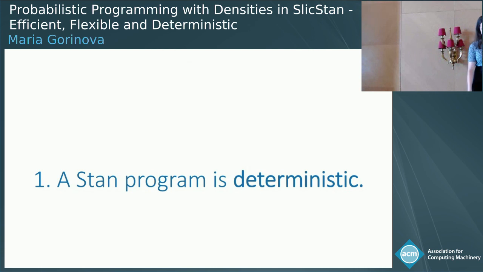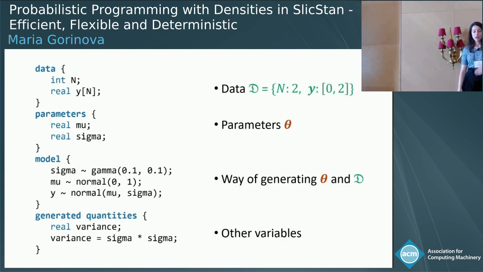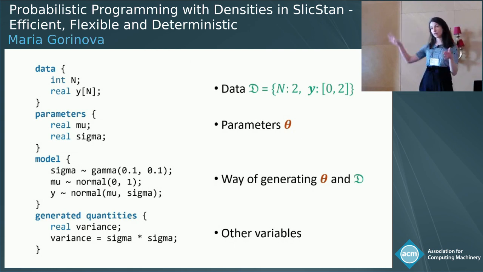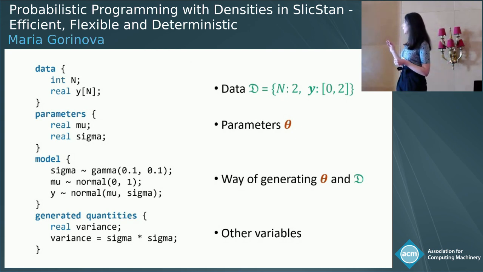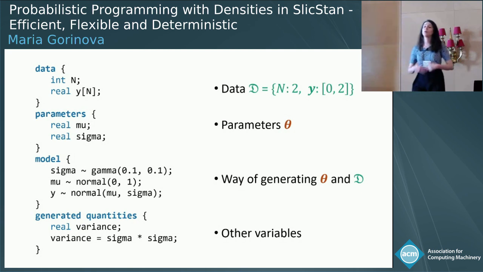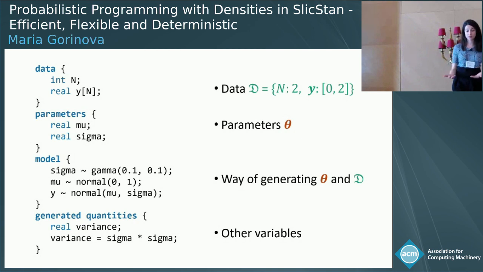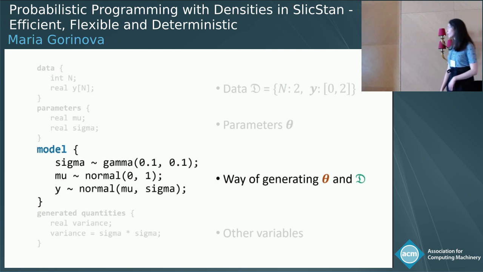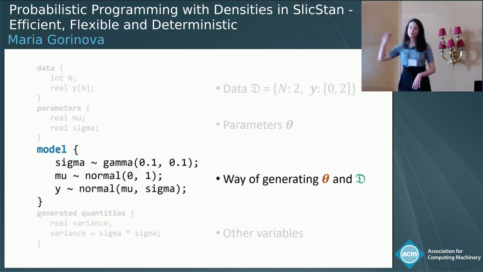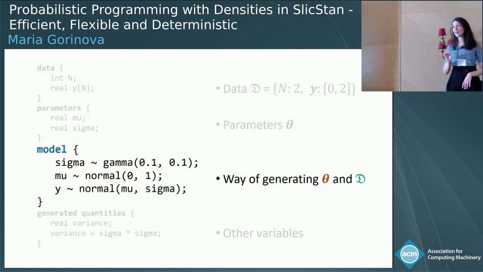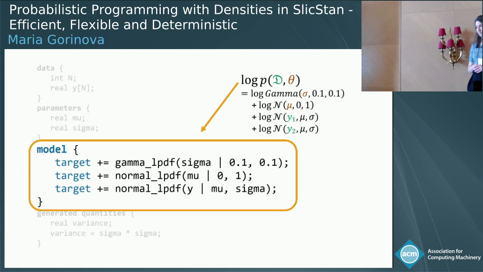Well, let's see. Going back to the example, we're going to refer to everything that's in the data block with D, everything that's in the parameters block with theta, and then in the model block, we say that we specify a way of generating theta and D. But actually, this is a little bit misleading, because if we zoom in into this block, we say that this is a way of generating theta and D, but in Stan, that's not what it means. In other probabilistic programming languages, maybe, but in Stan, this is only a syntactic sugar for that thing.